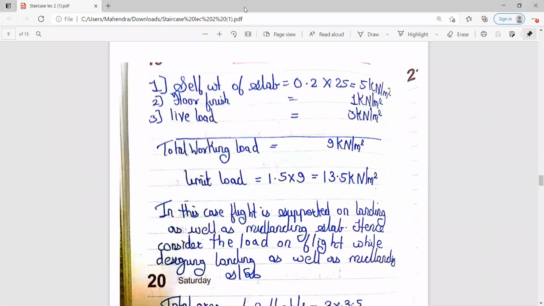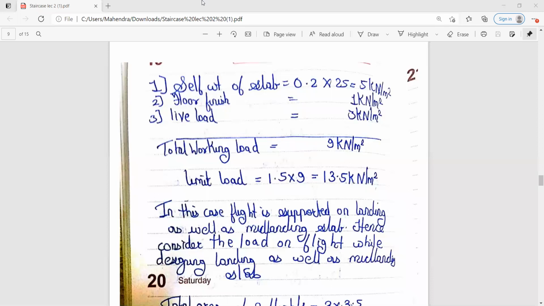Now the self weight of the slab. So self weight of the slab is 0.2 into 25. 0.2 is what? It is D, the value of 200 millimeters that you have taken, converted into meters. So 0.2 into 25 will be the self weight of the slab. Then floor finish is given to you, that is 1 kilonewton per meter square. And again the live load is given to you, that is 3 kilonewton per meter square.